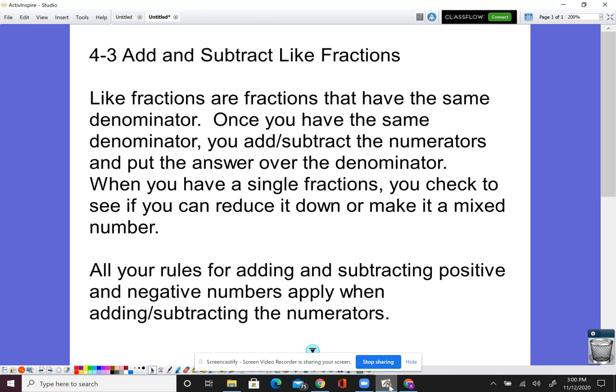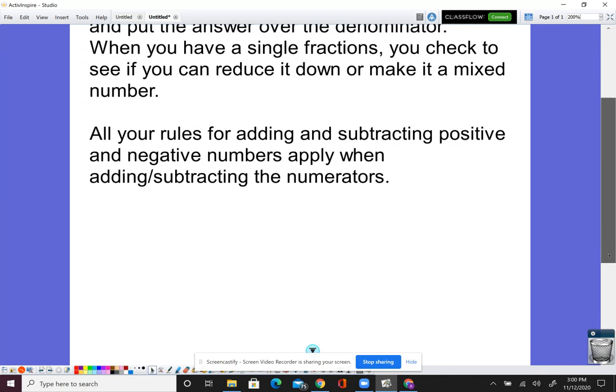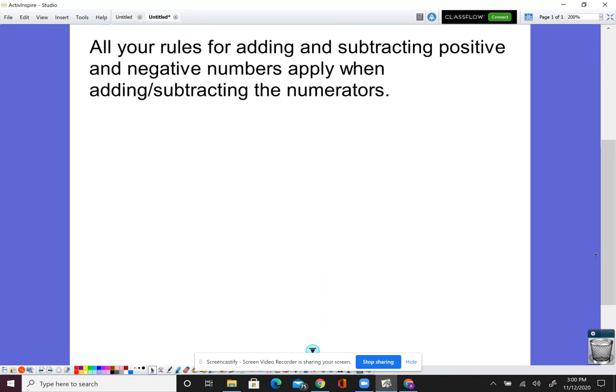So all of your rules for adding and subtracting positive and negative numbers apply when you're adding or subtracting the numerators. Like I said, there's not a lot new. This is stuff that you should know from elementary school when you started dealing with fractions, but we're going to go through some examples just so that you have some examples to look at.